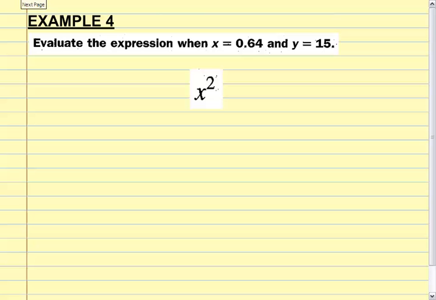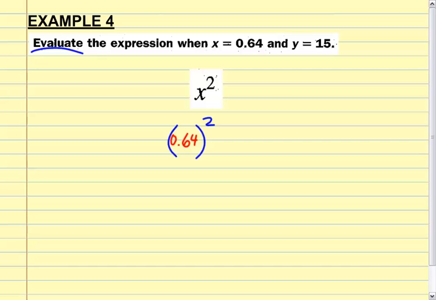Evaluate the expression when x equals 0.64 or 64 hundredths and y equals 15. Well, in this problem, I don't even have a y. I don't have to worry about it. But what would I do first here? Parentheses and squared. Because it says evaluate, I need parentheses to plug into. What do I put in those parentheses? 0.64, that's fine, either way is okay.